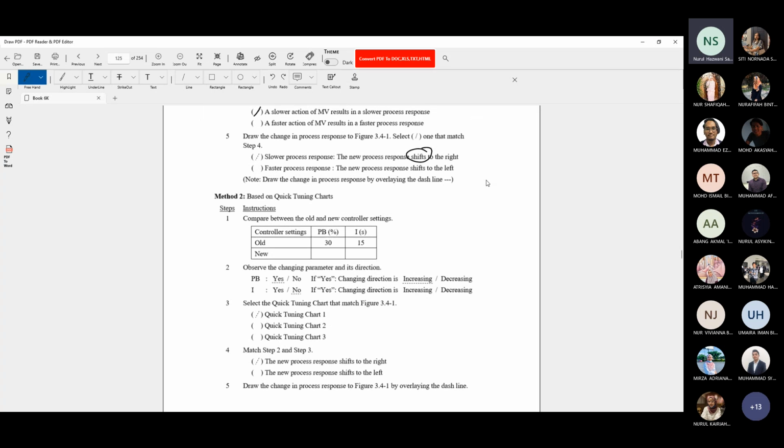Okay, next we have the other method, which you can use based on the quick tuning chart. Okay, you know that the new PB value is 60%, I is 15. From this table, we can see that the change is only at PB. So is the change increasing or decreasing? Increasing, right?